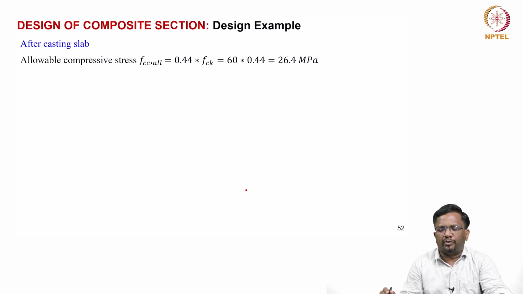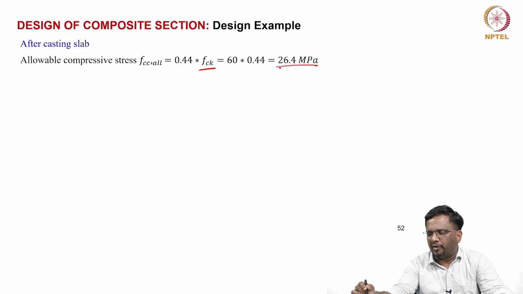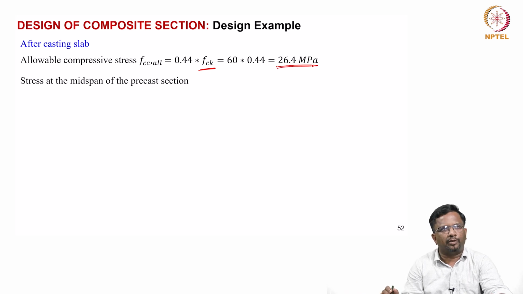Now we can also check after casting the slab, again with the allowable limit. By the time the precast element would have gained its strength, it would have reached its 28-day compressive strength. So that's the reason we don't take 0.7 FCK, we take the full FCK and substitute; the limit is 26.4 megapascal in compression.